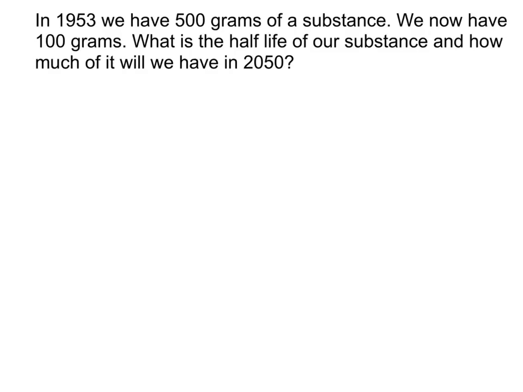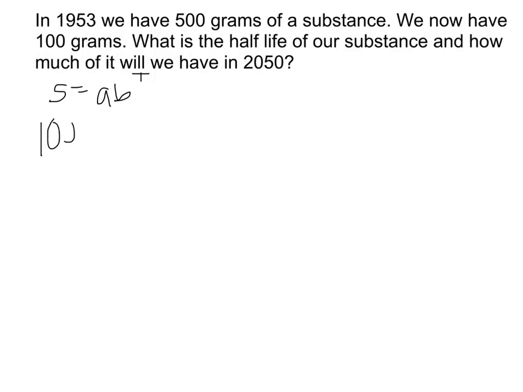Okay, so this problem asks us to find the half-life of a substance and how much of it we will have in 2050. So we're going to start with the equation S = AB^T. S is our substance, A is our initial value, B is a constant, and T is our time that has passed. So we're going to plug in the values that we have.